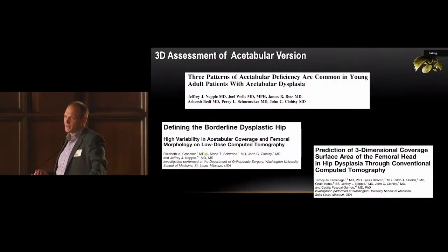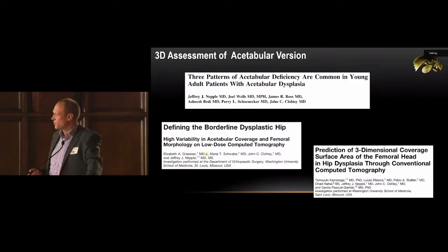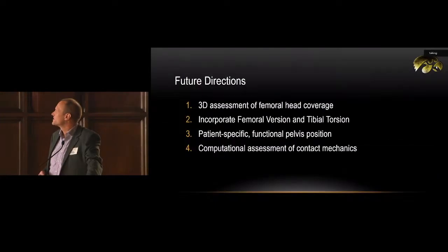So there's much less discussion of anterior undercoverage compared to acetabular retroversion. I think the best work is being done by WashU, really looking three-dimensionally, not just at lateral center edge angle, but coverage anteriorly and posteriorly in the acetabulum. And I think that's more of the work that needs to be done to look at these anterior undercovered pelvises, or acetabulum. So future directions: we need 3D assessment of femoral head coverage. We need to incorporate both femoral version and tibial torsion into decision-making for these patients.